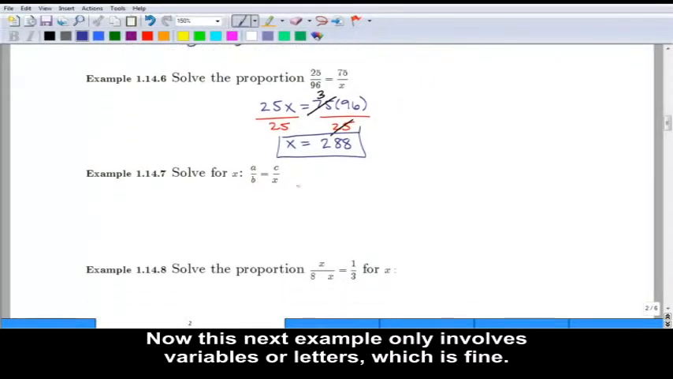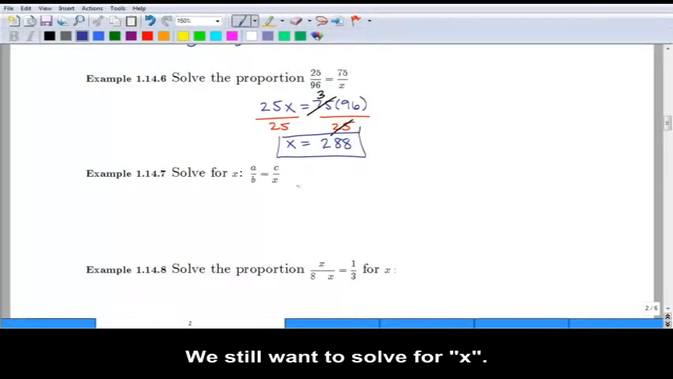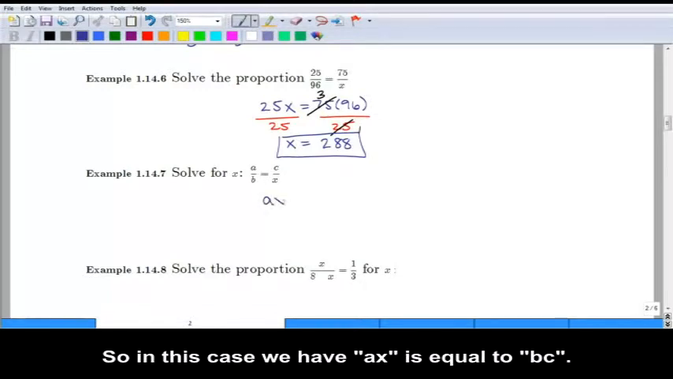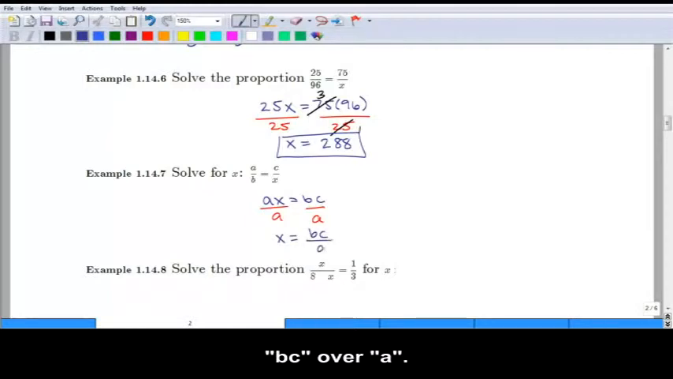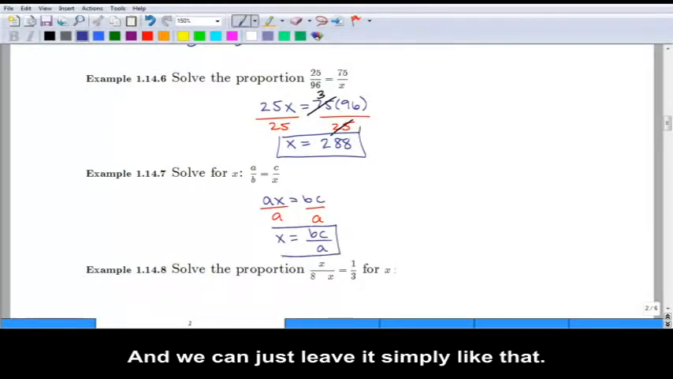Now this next example only involves variables or letters, which is fine. We still want to solve for x. So in this case we have AX is equal to BC. If we want to solve for x, we divide both sides by A, and get BC over A. And we can just leave it simply like that.